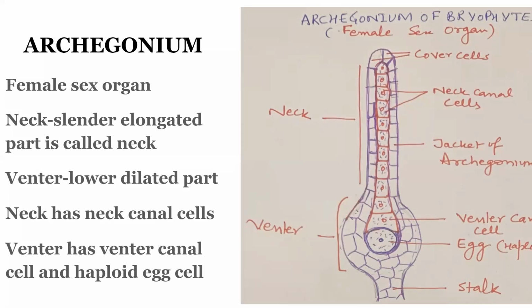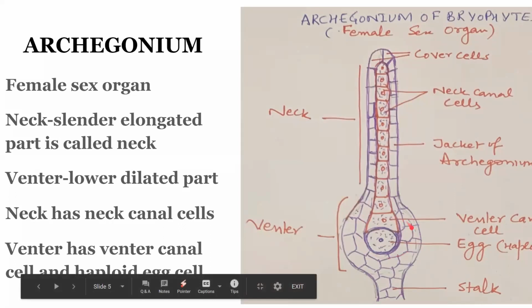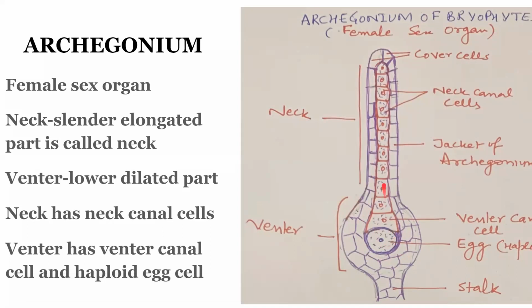again study. Now, this is the female sex organ of bryophyte, and this is called archegonium. Archegonium has a flask shape. This is the dilated part called venter, and this is the elongated neck. This has an egg, which is haploid in genetic constitution, a ventral canal cell, and these are neck canal cells.